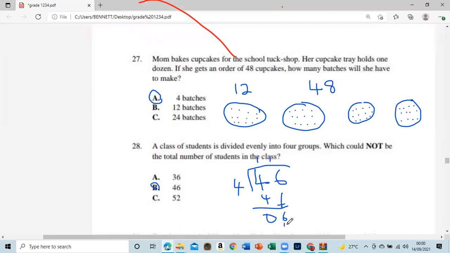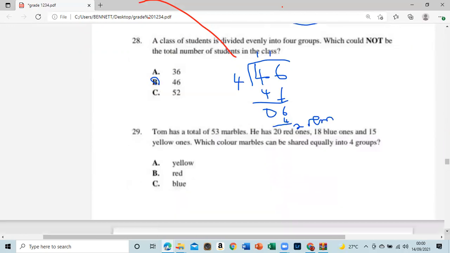And then 4 ones 4. So when I subtract, I get 2, right? So remember that's up top. You get a remainder, so that means it is not equal.